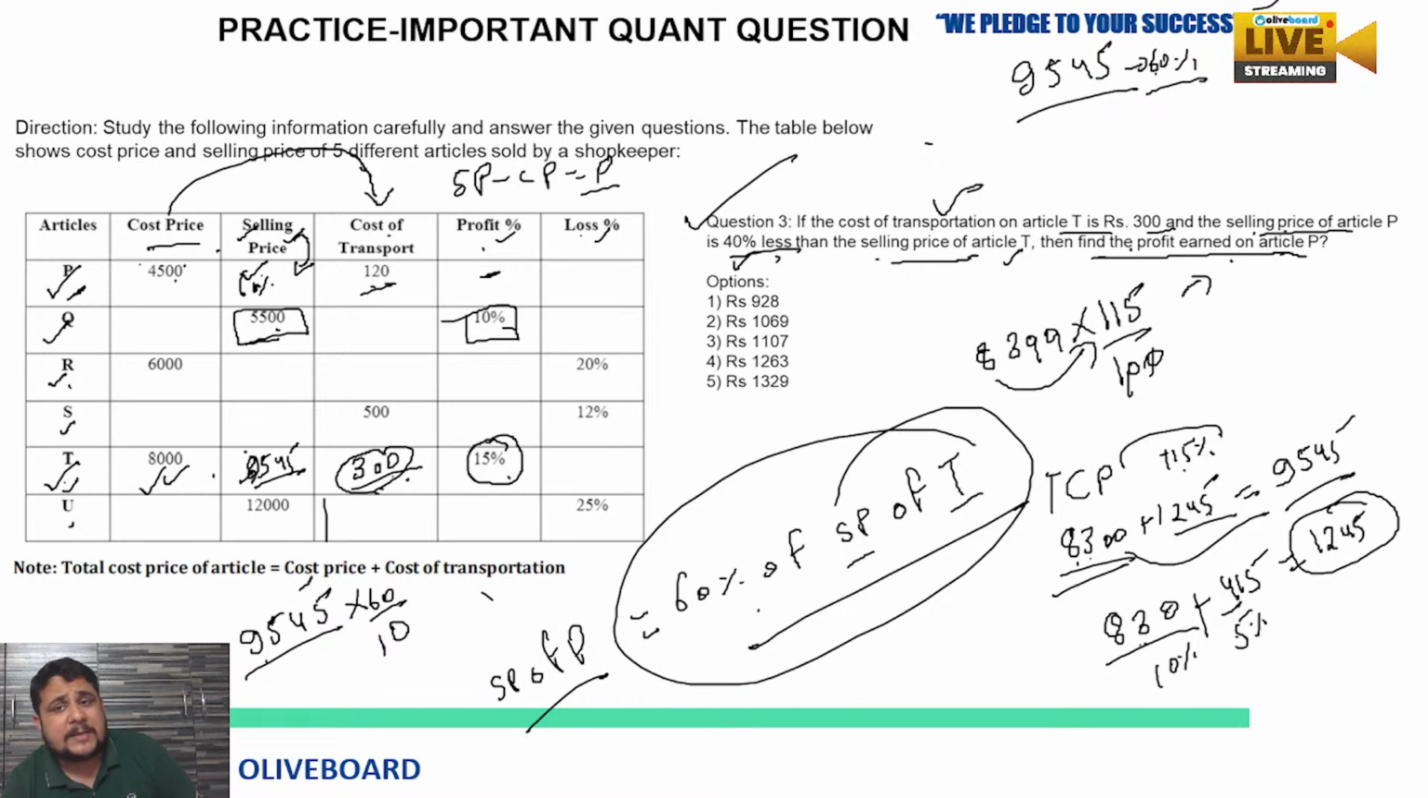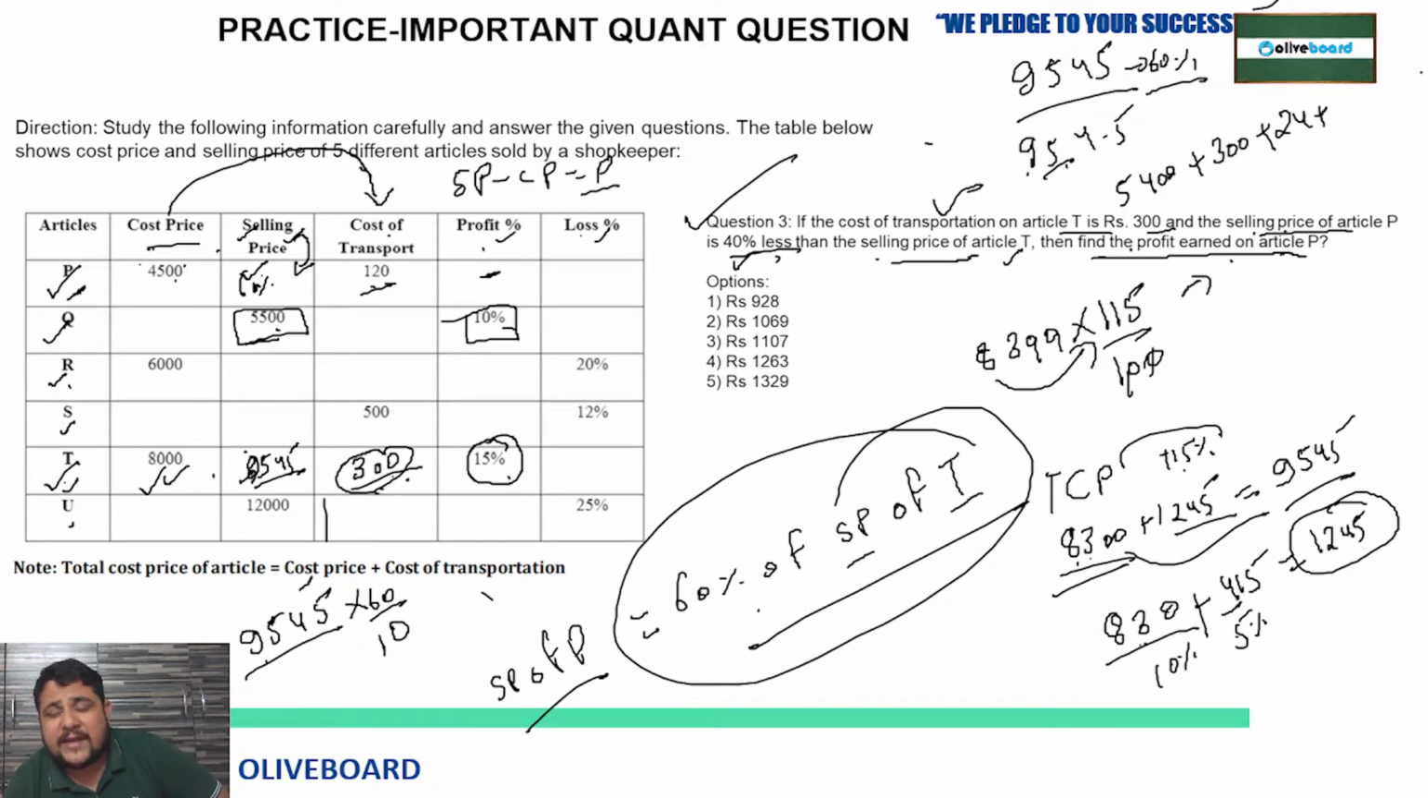Okay, this 60% how you can calculate? 10% of this is going to be 954.5. Now 900 multiply 6, 5400. See the smartness which you have to apply in the exam. 500 multiply 50 multiply 6, 300. 4 multiply 6, 24. 0.5 multiply 6, 3. So 5400 plus 300, 5700. 24 plus 3 means 5727. This is going to be the selling price here.